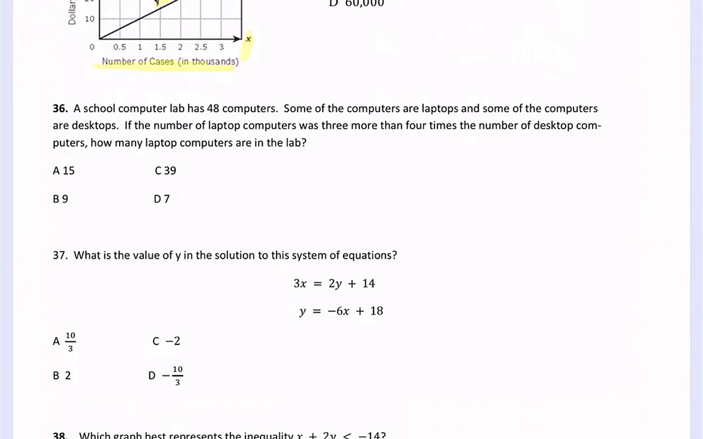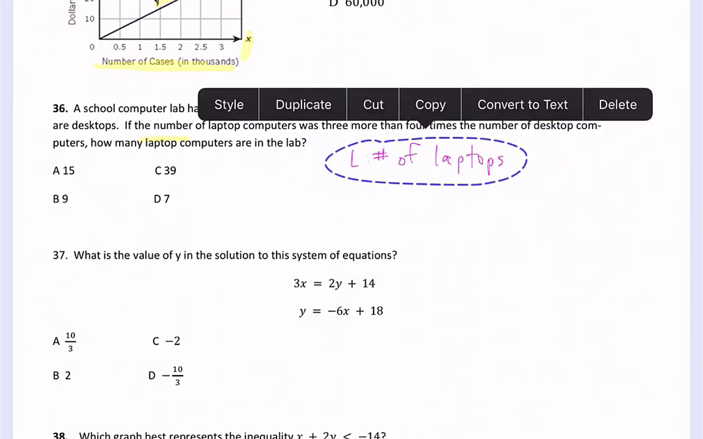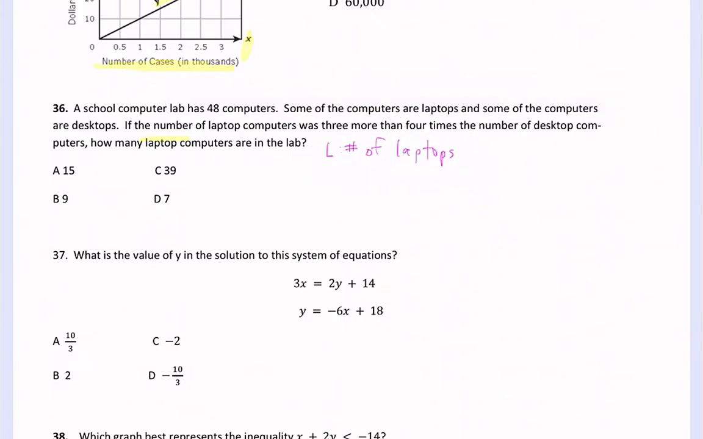It says a school computer lab has 48 computers. Some of the computers are laptops and some of the computers are desktops. If the number of laptop computers was 3 more than 4 times the number of desktop computers, how many laptop computers are in the lab? All right, so the question is asking me how many laptops. So I'm going to let L stand for the number of laptops. That's not my only unknown. The other unknown is how many desktop computers. So I'm going to let D stand for the number of desktops.